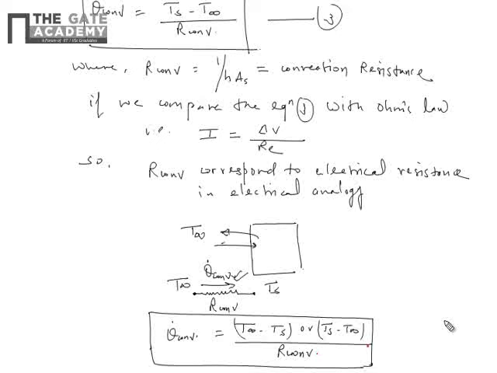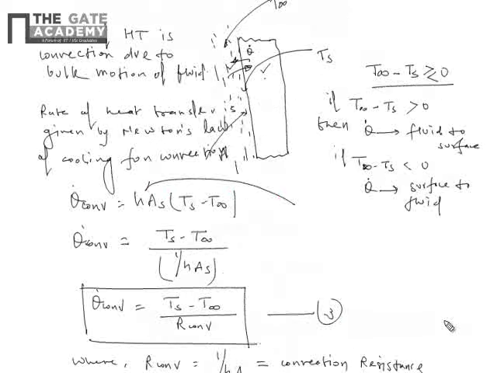The important thing here is R convection is 1 over the product of HA, where H is the convective heat transfer coefficient.